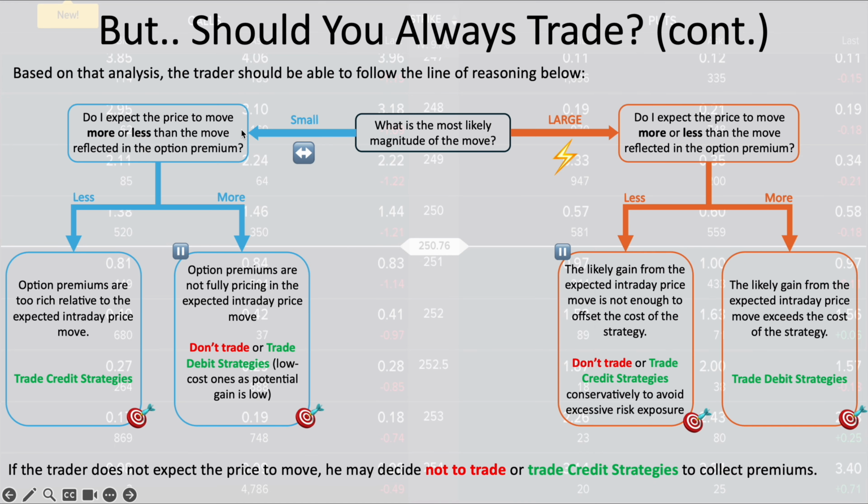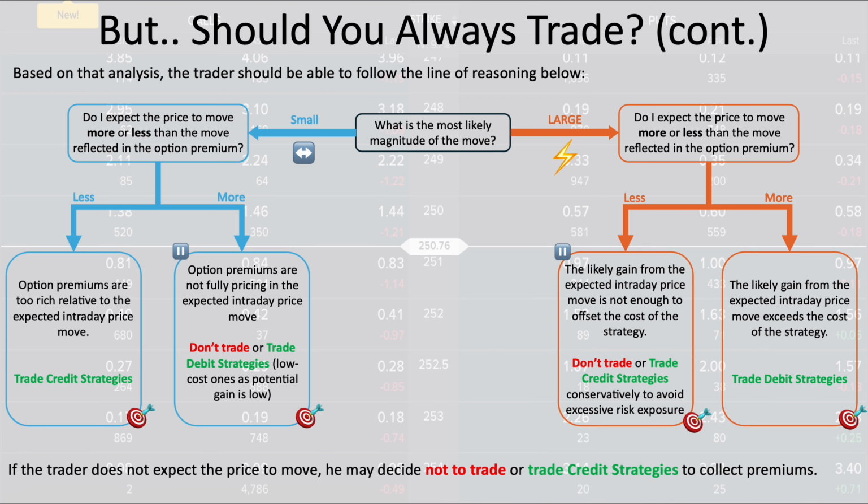On the flip side, if I expect a small move, now I have to see, do I expect the small move to be larger or smaller than the one reflected in the option premiums or by the implied volatility? If I expect the price move to be smaller than the one the market expects, that means the option premiums are too rich, higher than they should be, because the market expects a larger move than I do.